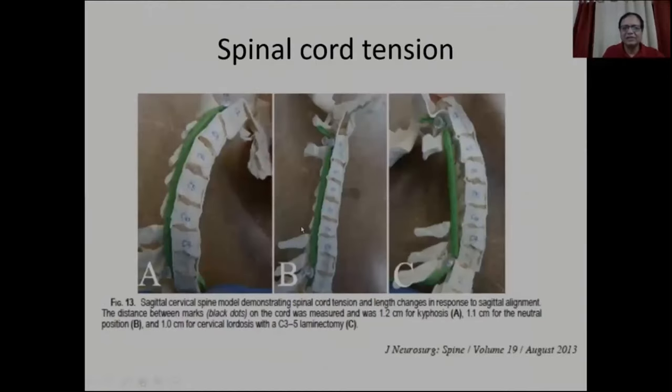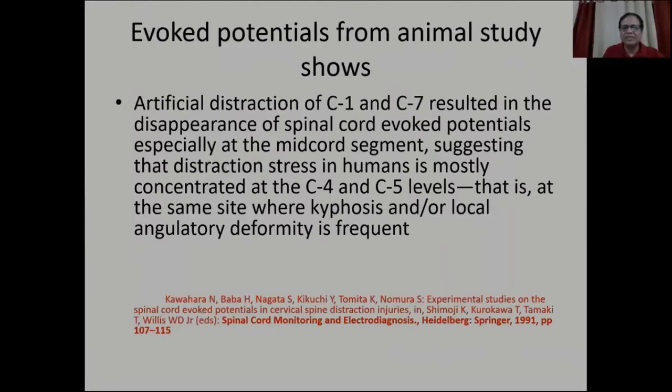Now what happens whenever the spinal cord is stretched because of deformity? People have done evoked potential animal studies. When the spinal cord is stretched, the evoked potential levels fall because the blood flow reduces, and especially it is more at the C4 and C5 level. That is why most of the time you find myelomalacia at the C4, 5 level. So a good surgery should not only stress decompressing the spinal canal, but also restore the normal length of the spinal cord by achieving the normal alignment of the spinal column.